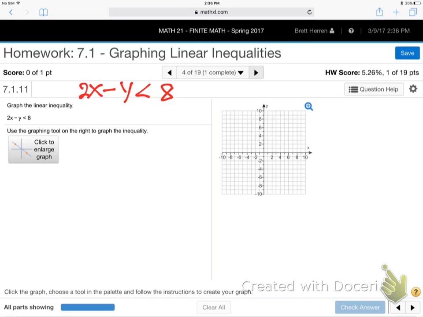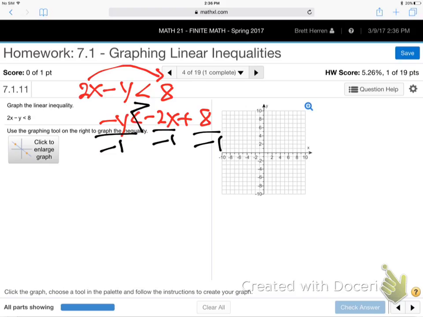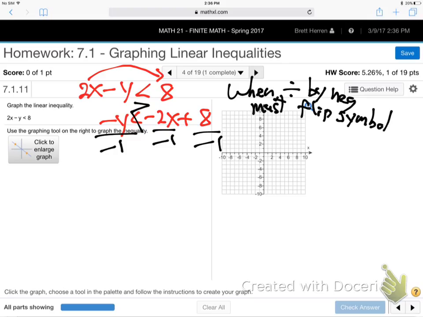We good? So grab that 2x and move that over. Is that good so far? When that 2x moves over, it becomes a negative 2x. And now I got to get rid of that negative in front of the y. So what do we do? Divide through by negative 1. Good. Some of you remember, you have to turn that symbol. When you divide by a negative, you must flip the symbol. That's that little algebra rule.